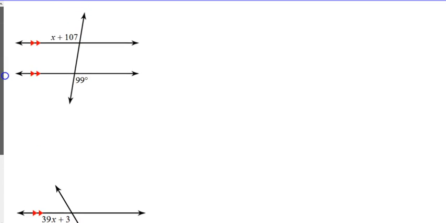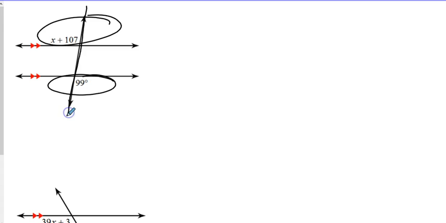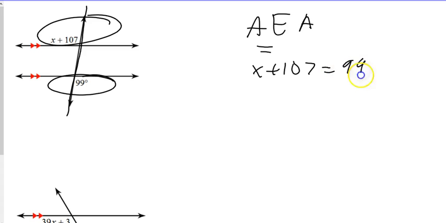Okay, so it looks like the stuff on the right is missing on this page, so we'll just do what we've done already. Now notice, this angle and this angle are outside the parallel lines, which means they're exterior. They're also on opposite sides of the transversal. So that makes them alternate exterior angles. And they are equal to each other. Notice that they're both obtuse. Remember, all the obtuse angles will be equal, and all the acute angles will be equal. So I just say x plus 107 equals 99.